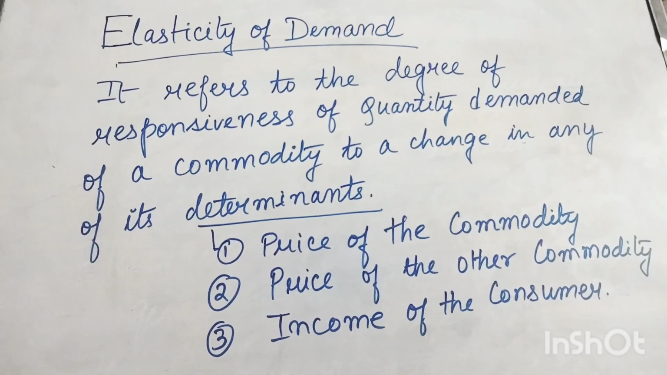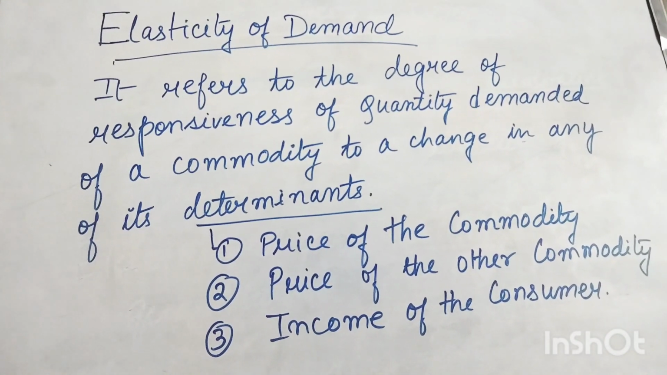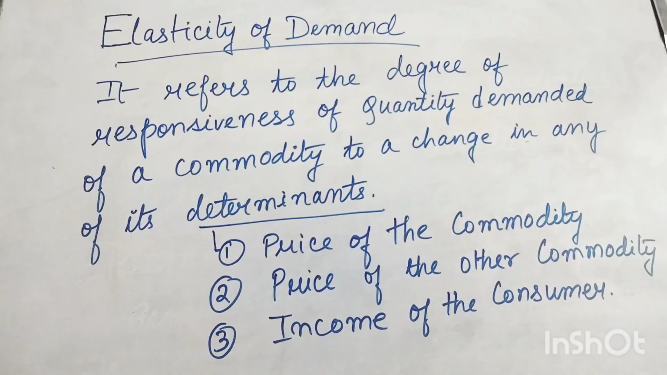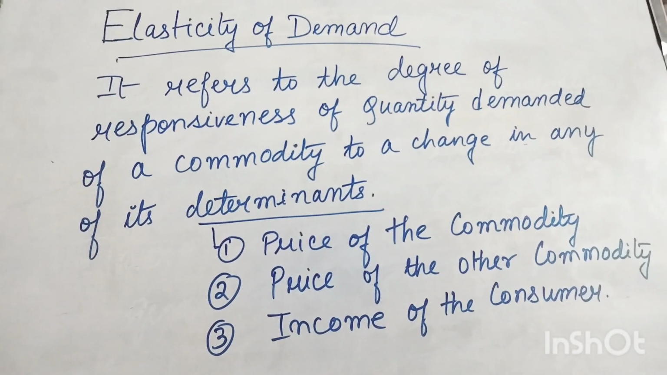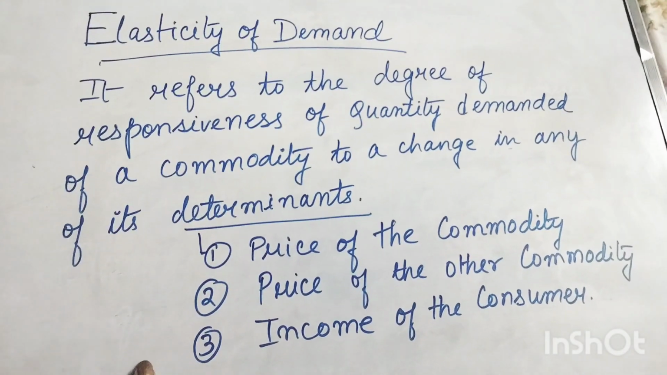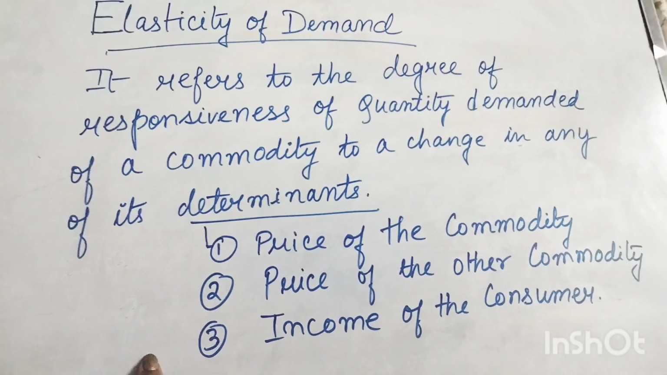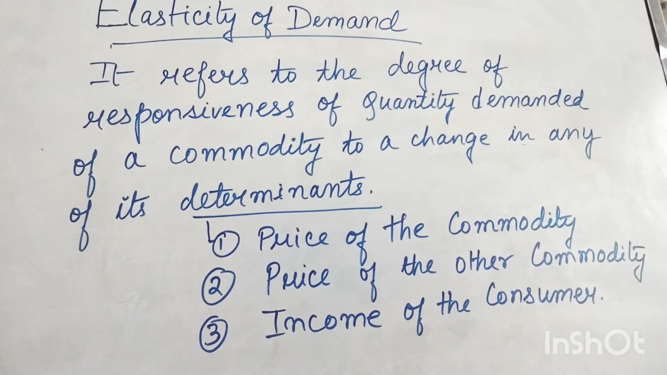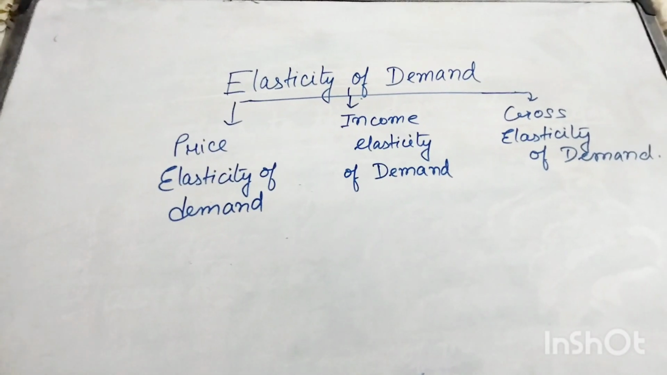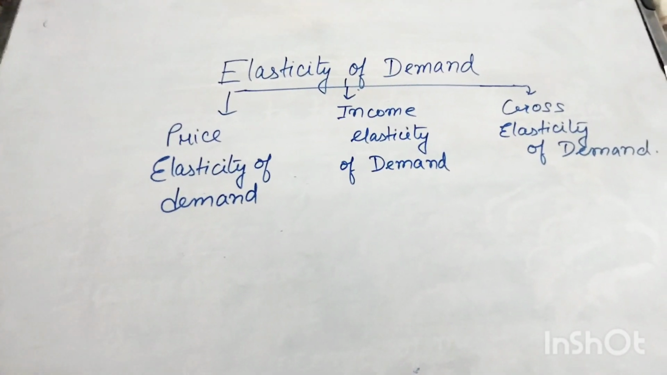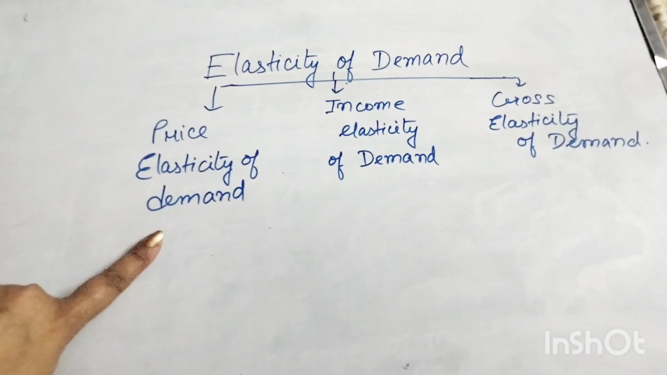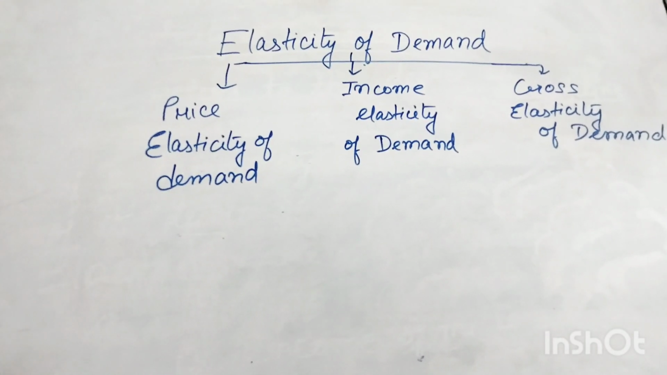So that is the elasticity of demand. It refers to the degree of responsiveness, how much the quantity demanded will change due to the change in any of these determinants. So let us discuss the different types of elasticity. There are three types of elasticity of demand: price, income and cross elasticity of demand. Today we are going to discuss only price elasticity of demand.